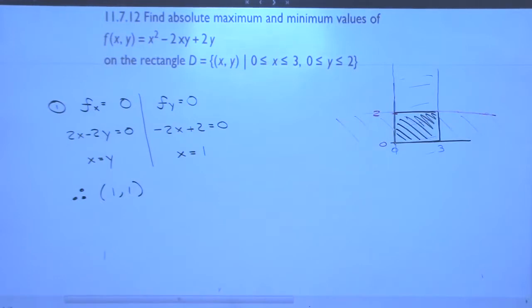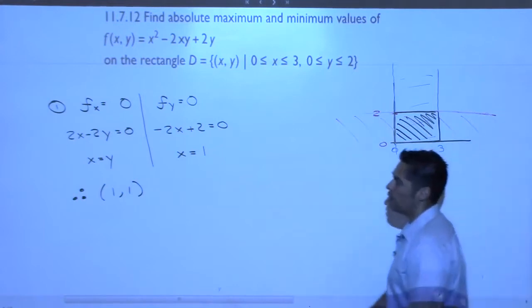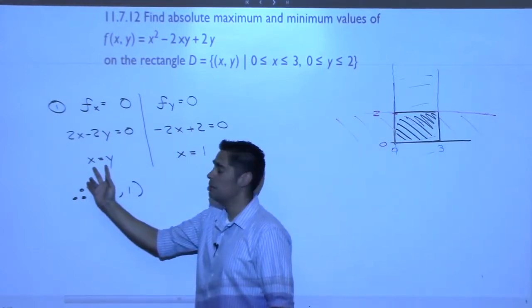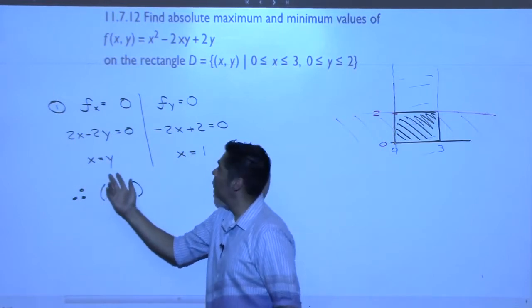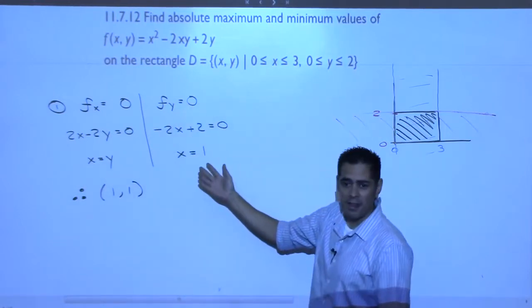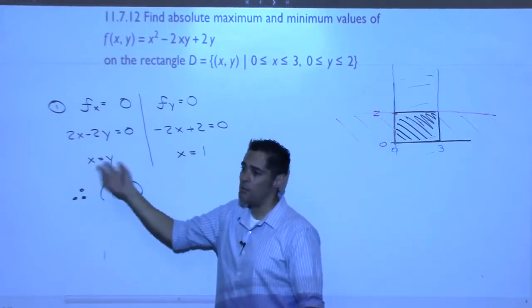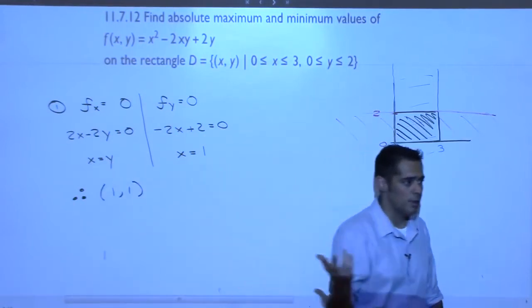Y'all got the partials yet? Set to 0? Got a solution? So your first partial set equal to 0, all you get is the relationship that x has to be y. That doesn't tell you enough. But the other partial equal to 0 tells you x has to be 1. And if x has to be 1 and y has to be x, then y has to be 1. So that's your critical point.